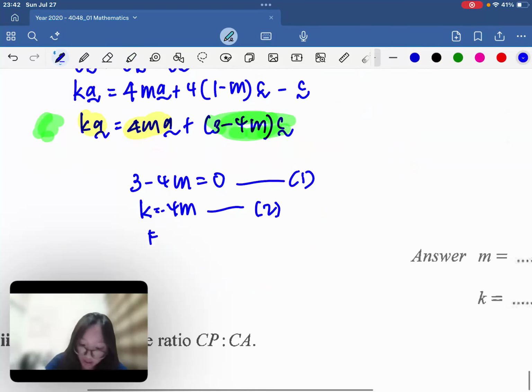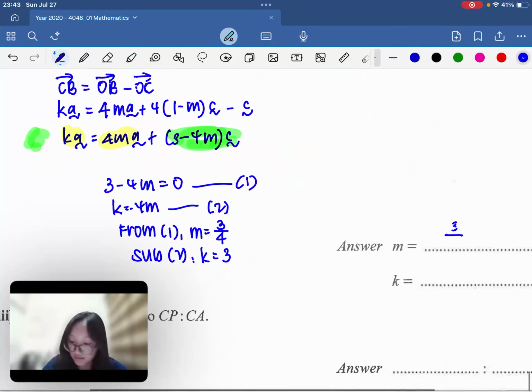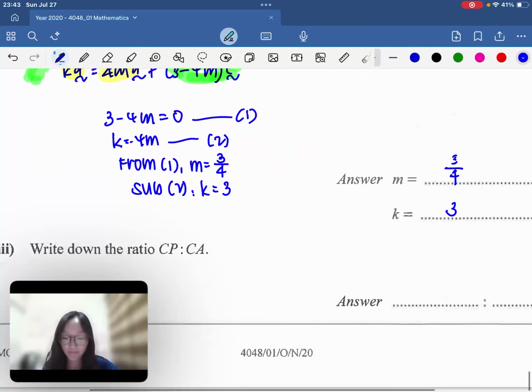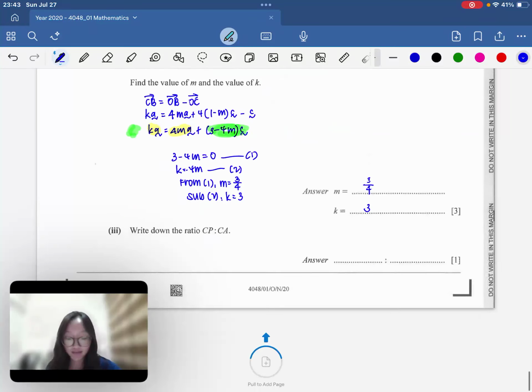So from equation 1, M is equal to 3/4. Then we sub it into the second equation because we want to find K. Therefore, K is equal to 3. So M is 3/4 and K is equal to 3.